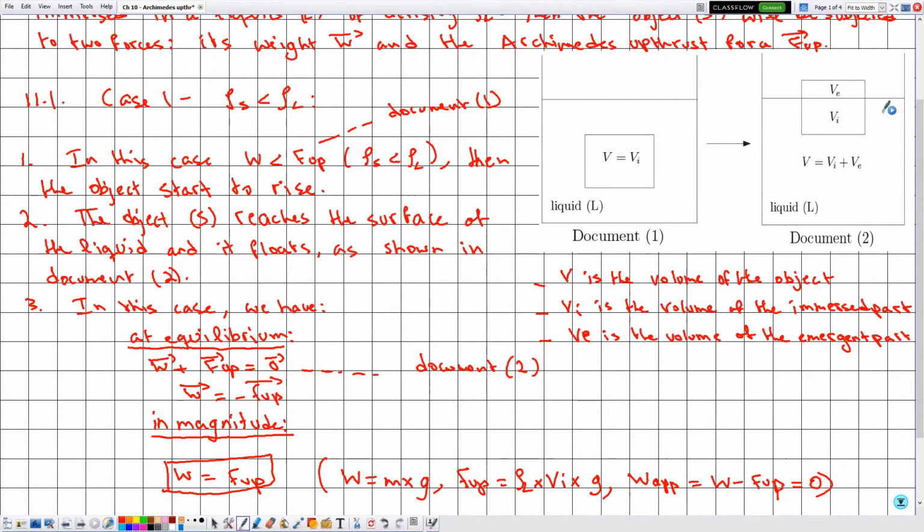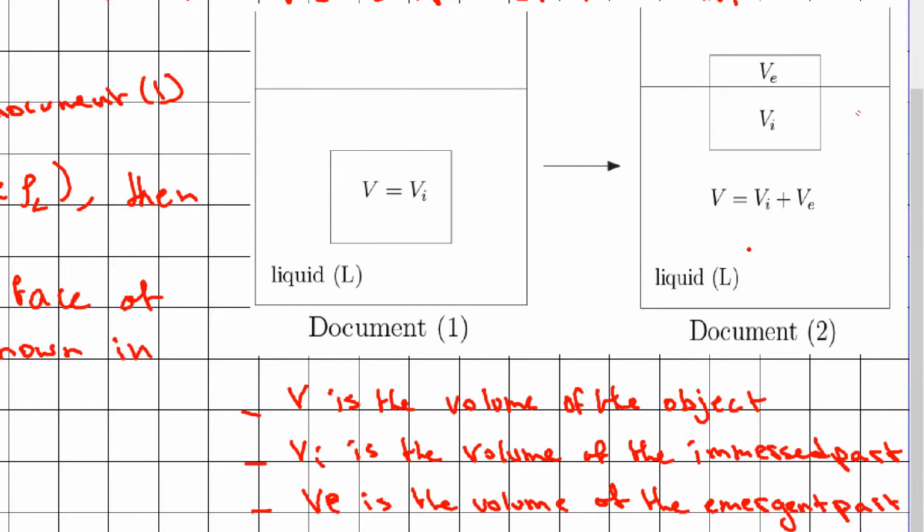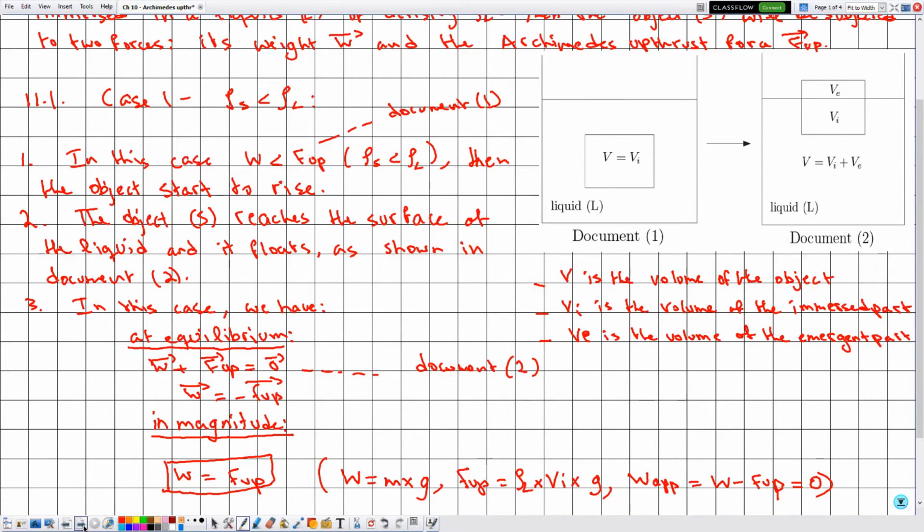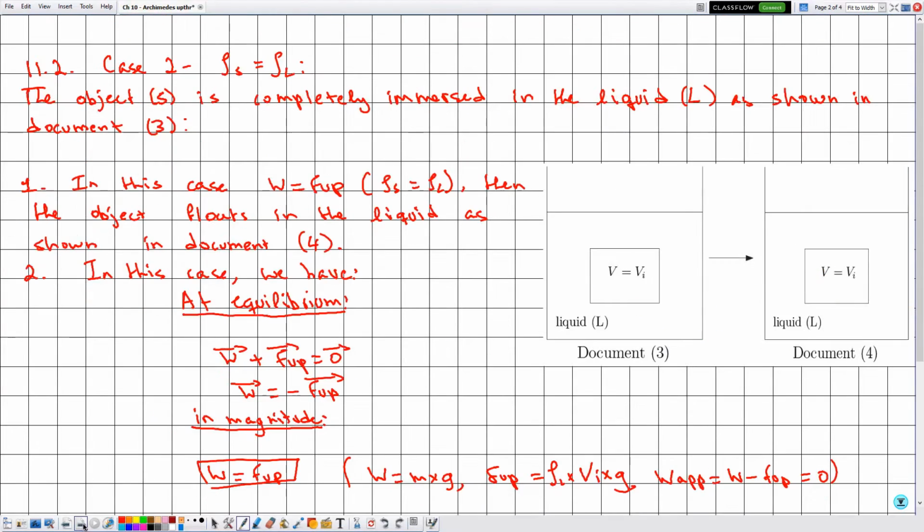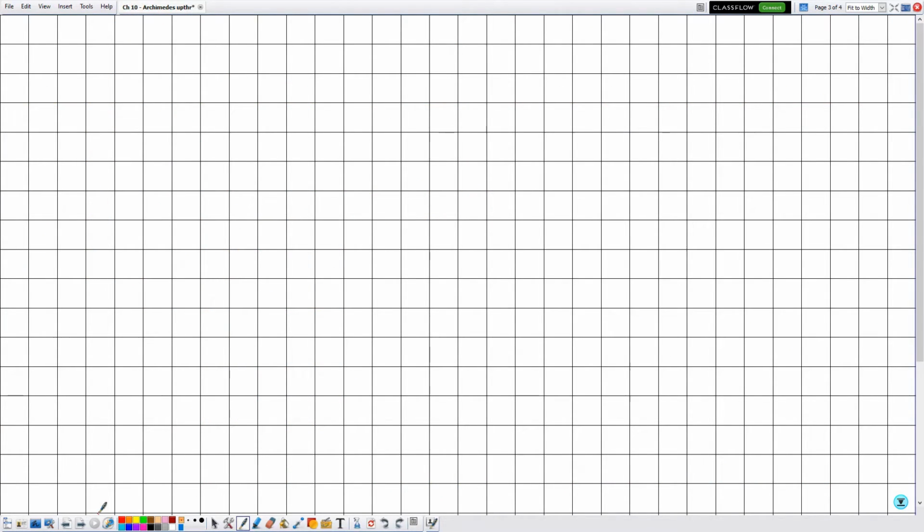Okay, and between document 1 and document 2 there is a state where the solid S is moving and it is not at rest. So I'm not considering this case. Now let me move to the third case, the final case, in which the density of the solid is greater than the density of the liquid. So we are in 11.3, in which the density of the solid is greater than the density of the liquid.